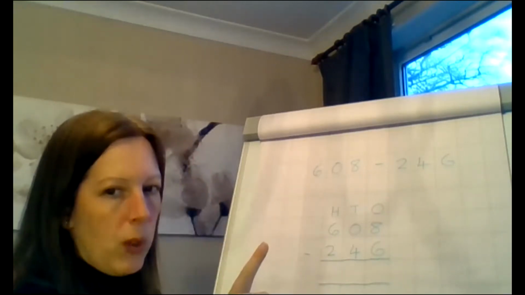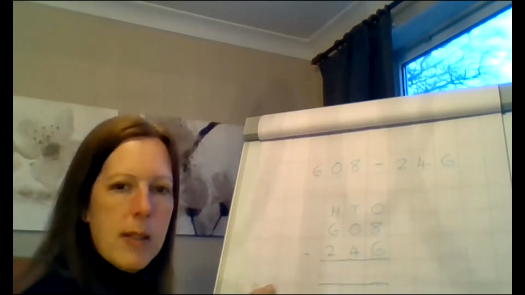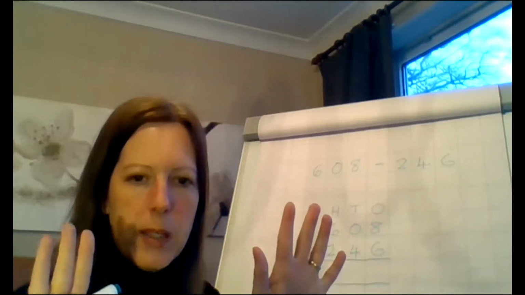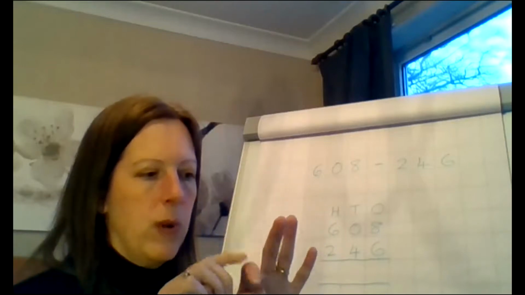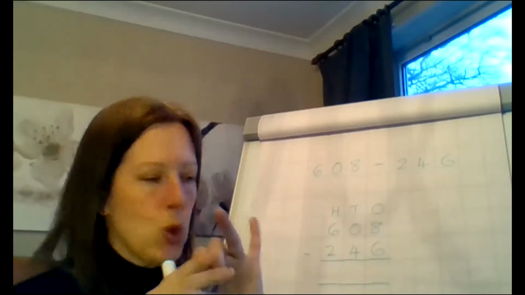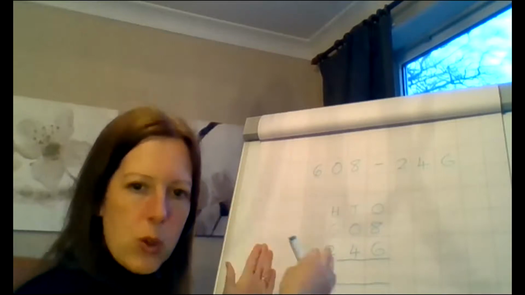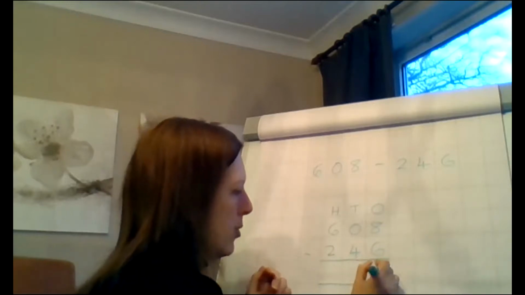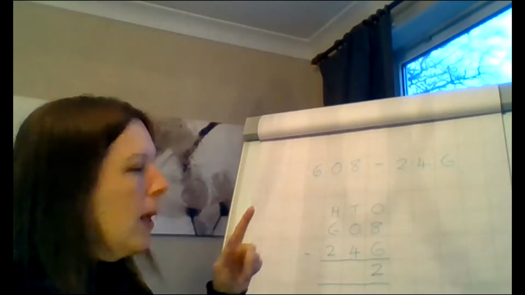So, always the ones column we're going to start with. 8 take away 6. Can I do that? There's my 8. And I'm going to take away 6. So there's 3, 4, 5, 6. So I've got 2 left. I can do that. Didn't need to go next door. That was fine. It won't always be the case that you have to do that. This is why we've got to keep looking at the numbers to see.